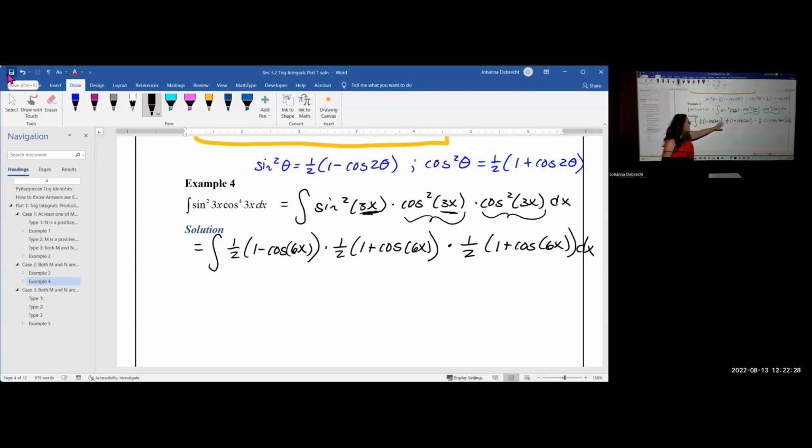So basically, you've got a 1/2 times a 1/2 times a 1/2. Pull that to the front, you've got a 1/8. Now, we've got this 1/8 at the front, and we have an integral. Now, we're going to have to pick 2 to multiply together.